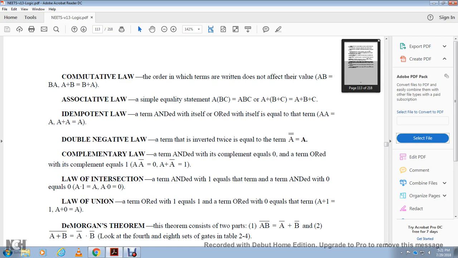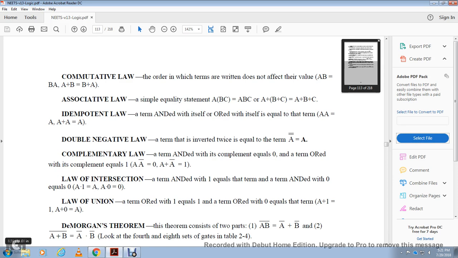Law of the intersection: a term ANDed with 1 is equal to the term, and a term ANDed with 0 is equal to 0. A times 1 is equal to A, A times 0 is equal to 0. Law of the union: a term ORed with 1 is equal to 1, and a term ORed with 0 is equal to the term. A plus 1 is equal to 1, or A plus 0 is equal to A.